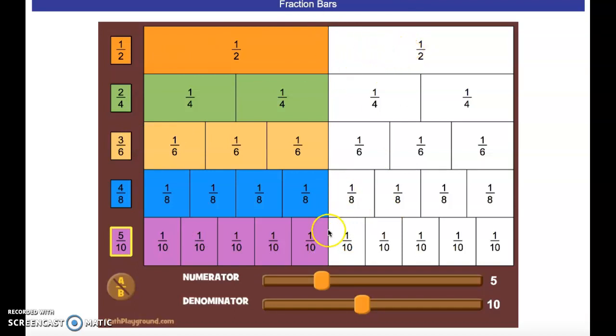I think it'll be very beneficial because they can see that these are all different numbers, but they are all equal to the same thing.